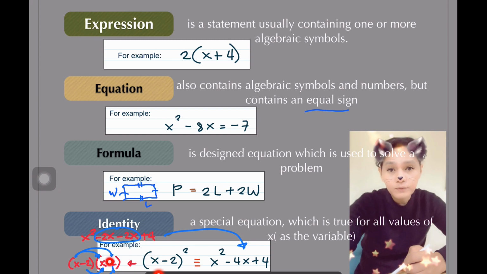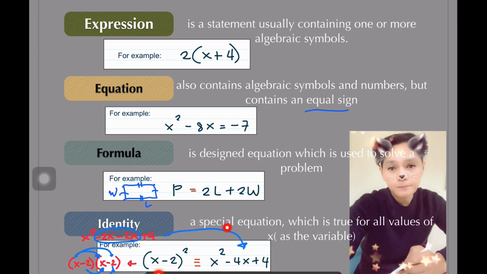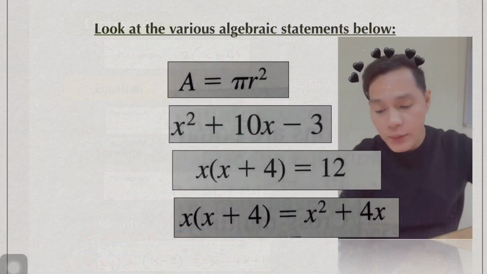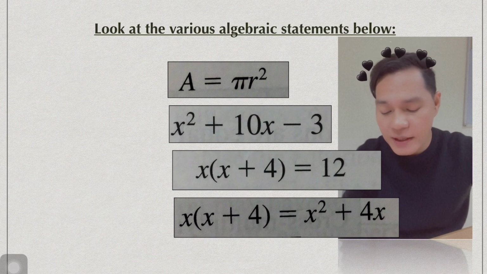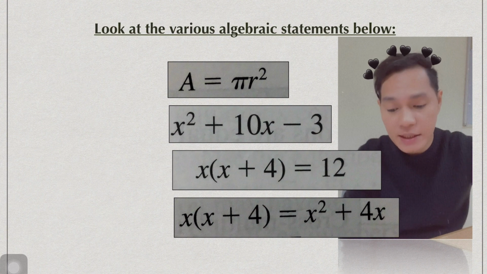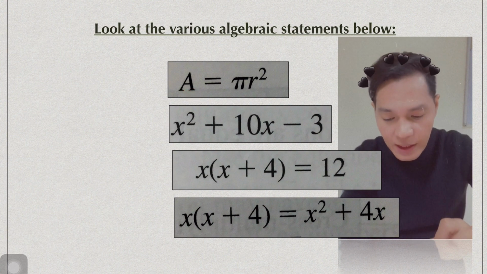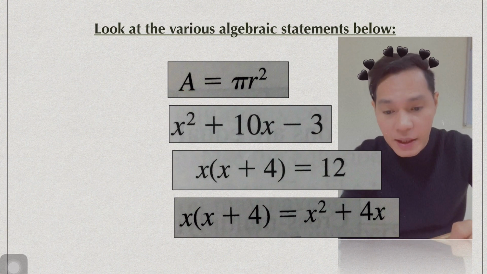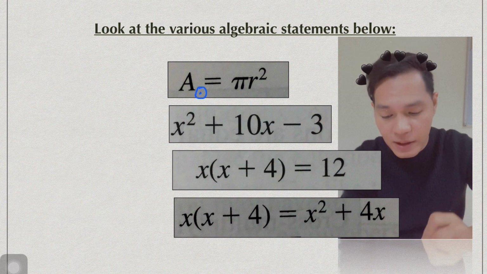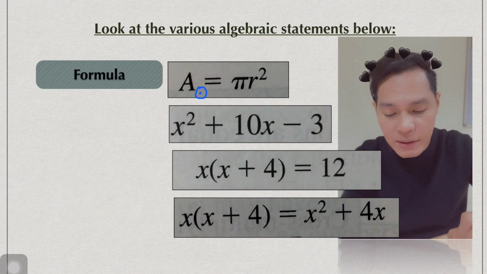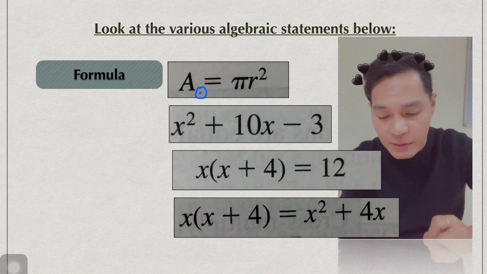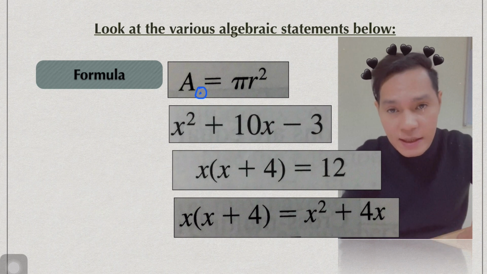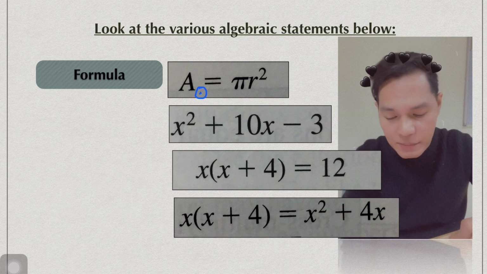I have here an exercise on how to find out whether the given expression is a formula, an expression, an equation, or an identity. First one, we have A is equal to pi r squared, and this is the area of a circle, therefore it's a formula. Next one is x squared plus 10x minus 3. This is a perfect example of an expression. There is no equal sign here. These are just plain algebraic symbols.